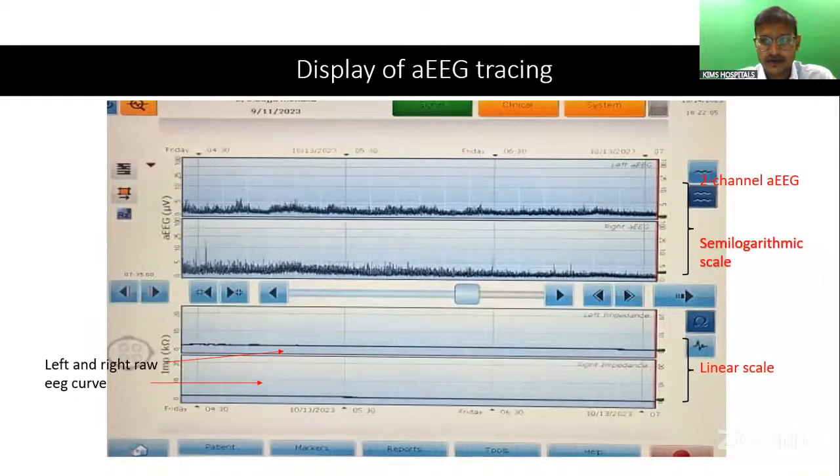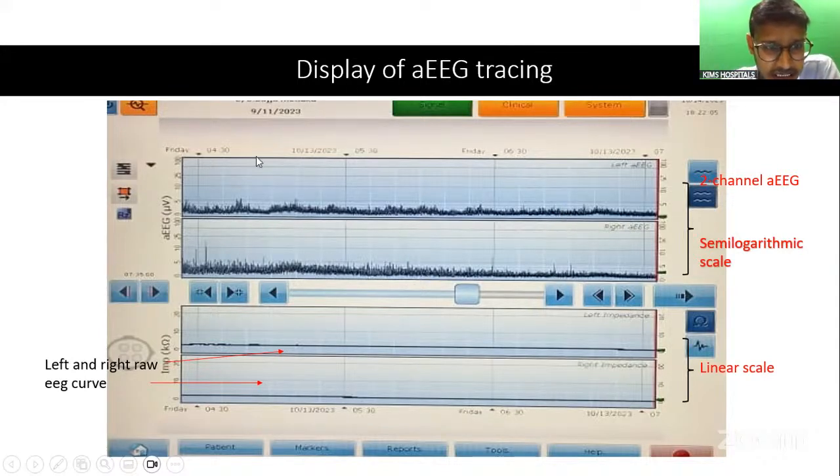So this is how a display of amplitude EEG cerebral function monitor looks like. On the top, you can see there are some patient details. Then the top two boxes show the microvolts which are detected. And the lowermost is the linear scale where you can see the raw EEGs of both right and left. The topmost is the semi-logarithmic scale.